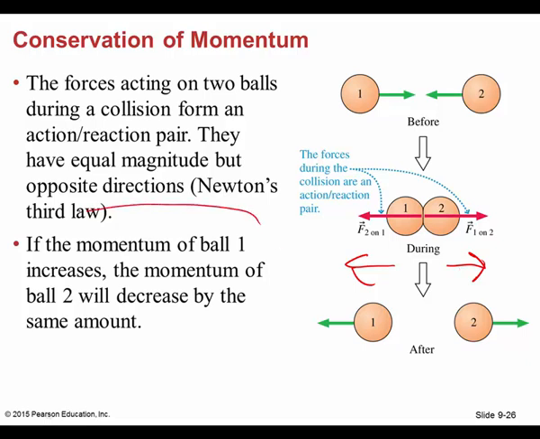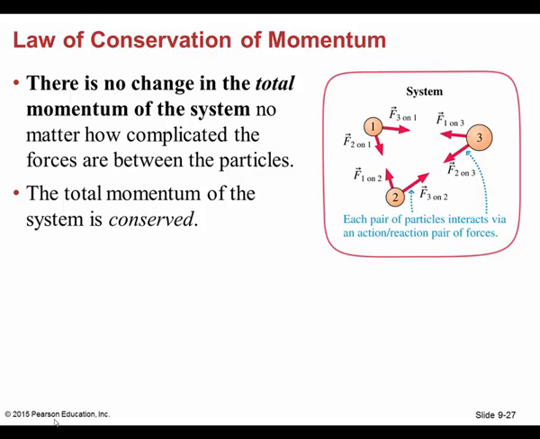So if the momentum of ball 1 increases, the momentum of ball 2 will decrease by the same amount. I don't know why they said that, because both of these are moving at the same speed towards each other, but if one was sitting still, it would apply. Now, what do we need to remember about the law of conservation of momentum? P final is always going to be equal to P initial. In other words, momentum is always conserved. Now, what about energy? We'll talk about that in a minute.